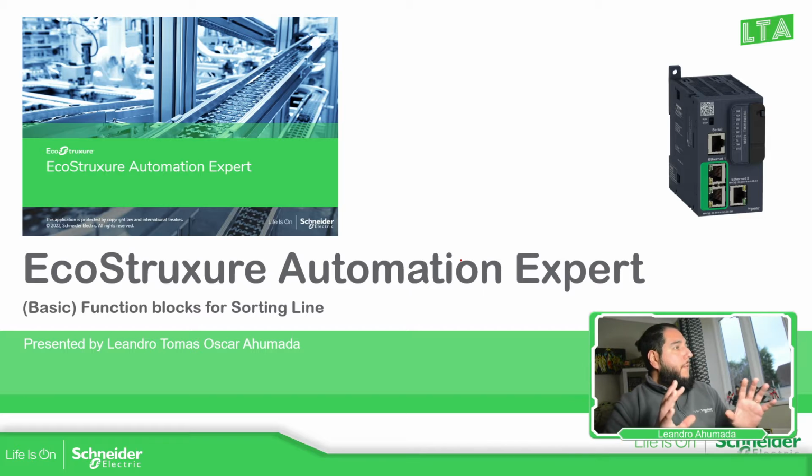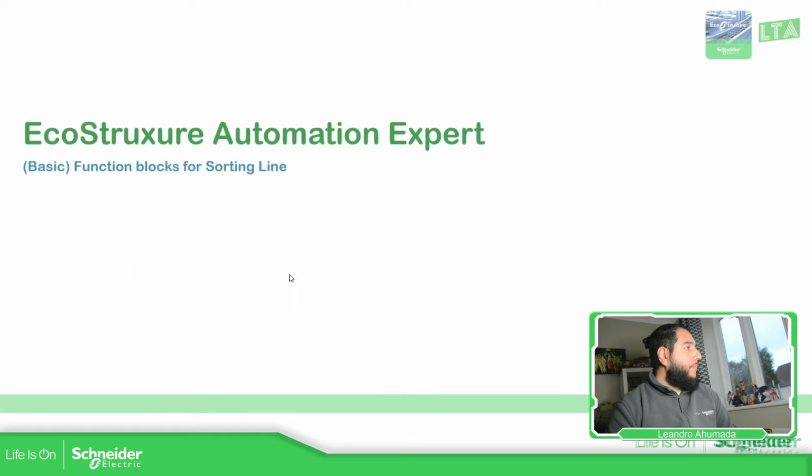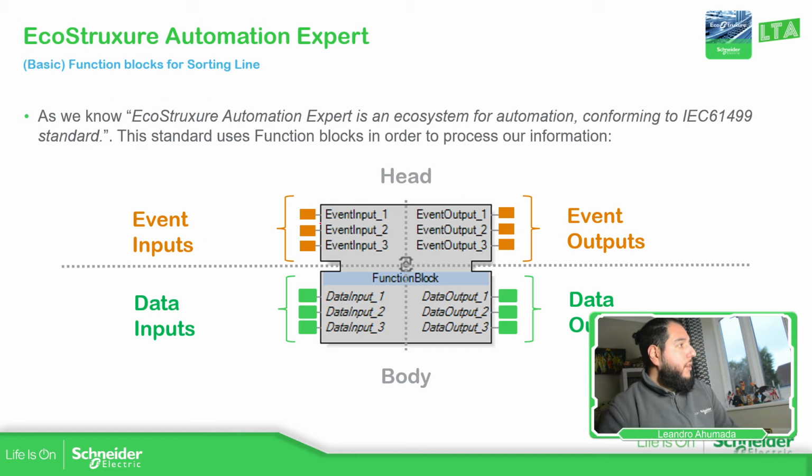So the first thing that we're gonna notice here in the EcoStruxure Automation Expert is that the function blocks are quite different from the ones we use on Machine Expert or Control Expert, because here the function blocks have a different shape. There is one side for events and the other side for data. In this IEC standard 61499, the execution of the logic is based on events.